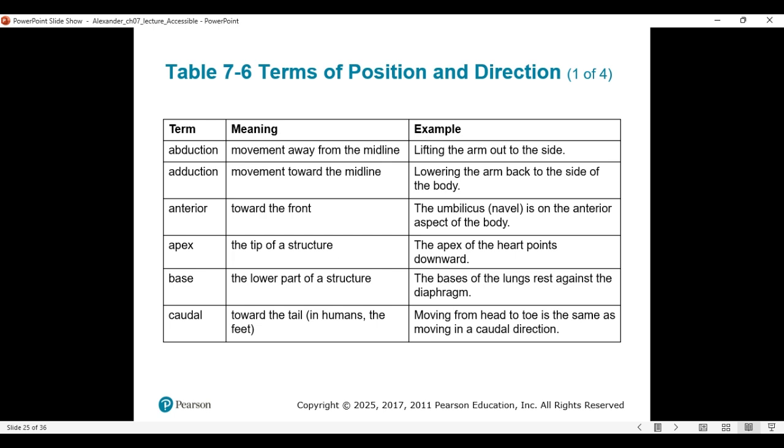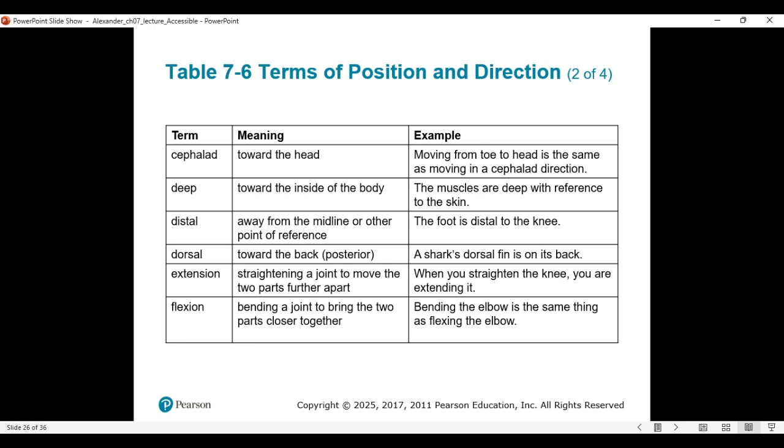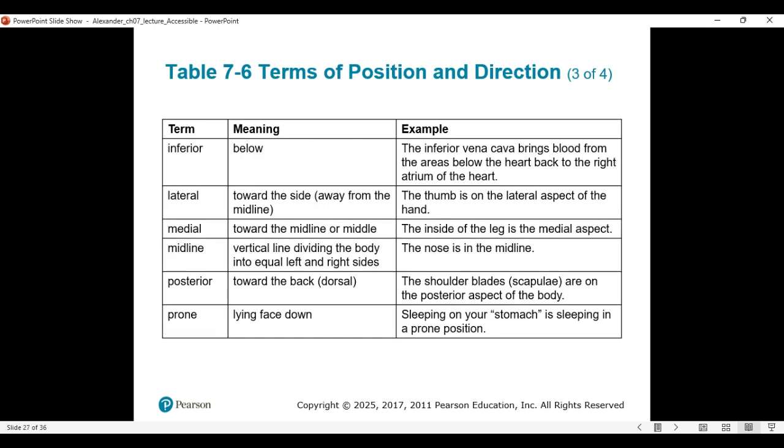Caudal means towards the tail. In humans, this is the feet. Some of these, like deep, is inside the body. Distal is away. Dorsal is towards the back. Extension is straightening of a joint. Flexion is bending that joint. Just remember, like flexing your bicep. Inferior is below. Lateral is to the side. Medial is towards the middle.